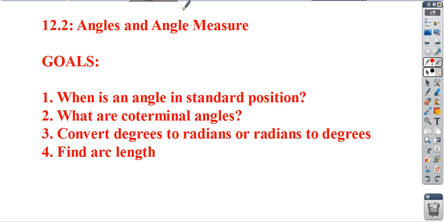Alright, section 12.2 is on a pretty important concept in trigonometry, and it's the idea of converting between degrees and radians. So that's one of our goals. We want to talk about what it means to put an angle in standard position, what it means to talk about something called coterminal angles, and then we'll talk about converting back and forth between degrees and radians, or radians to degrees, and then finally how to find the arc length of a circle.